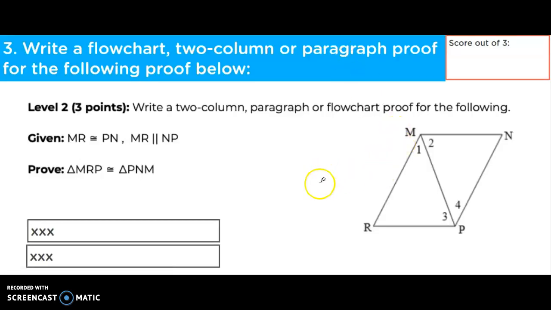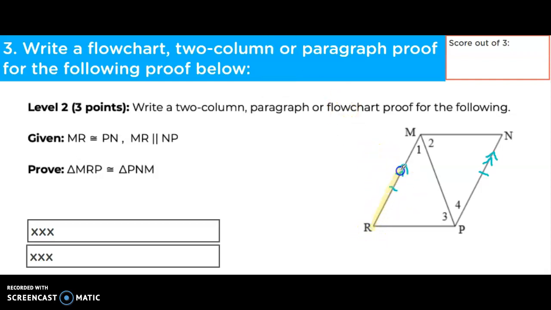Next one here, a lot of things were happening with this. The first thing we're going to mark here is our given. We know that MR, which is this piece, is congruent to NP. And not only that, we know that these are parallel. Parallel should be the giveaway for alternate interior angles, okay? And I have those alternate interiors right here. I'm going to shorten this up so you can see it better.